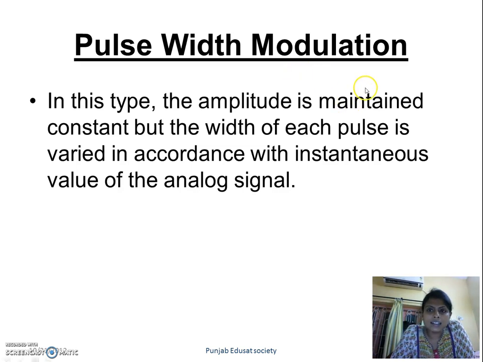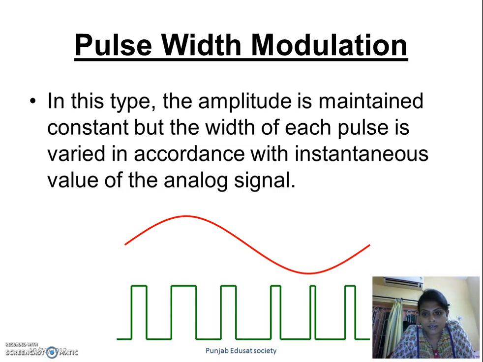So, as an alternative technique, pulse width modulation is chosen. In this type, the amplitude is maintained constant, but the width of each pulse is varied in accordance with the instantaneous value of the analog signal. This is the case of pulse width modulation. Here the width of the pulse is varied.